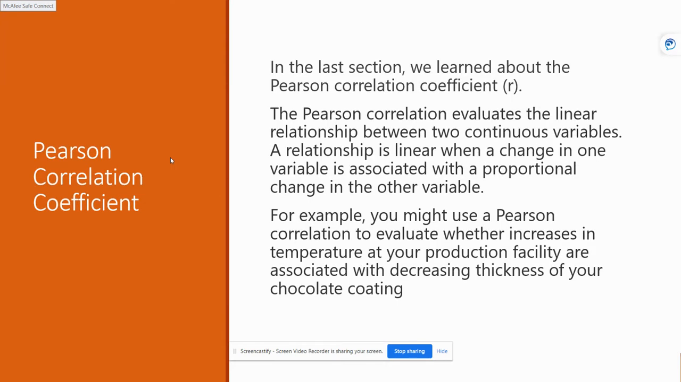And there's two different ones. In the last section, you learned about the Pearson correlation coefficient, which was R. We use R for two different things, and I didn't want to confuse you in that last one. We use it for the Pearson correlation coefficient, and we use it for something called Spearman's. Now remember, the Pearson correlation evaluates the linear relationship between two continuous variables. A relationship is linear when a change in one variable is associated with a proportional change in another variable. For example, you might use the Pearson correlation to evaluate whether increases in temperature at your production facility are associated with decreasing thickness of your chocolate coating.